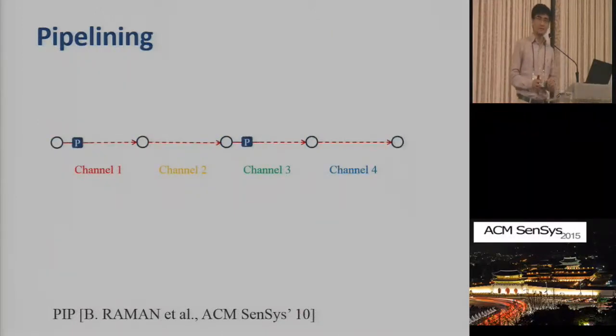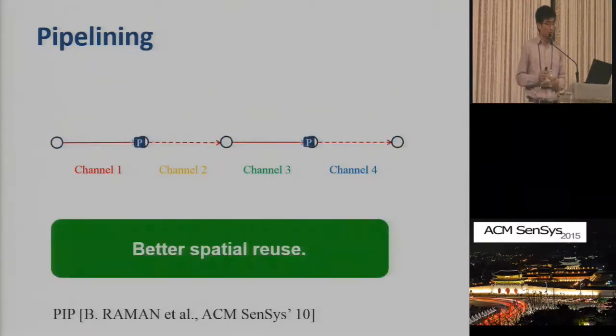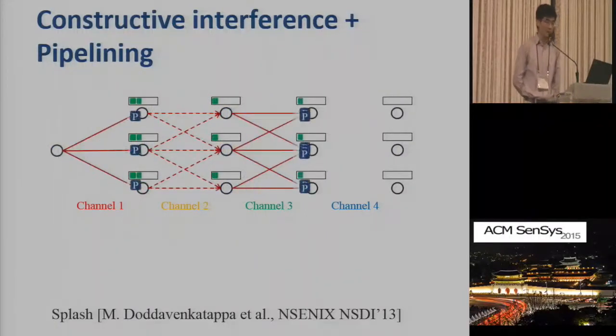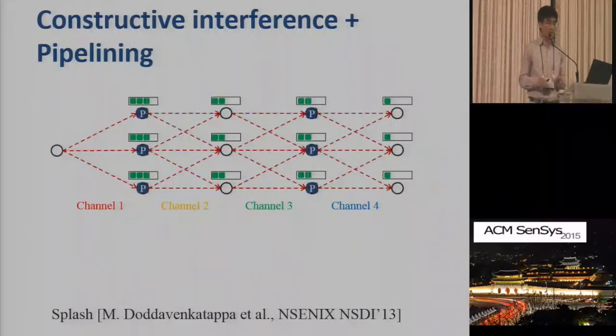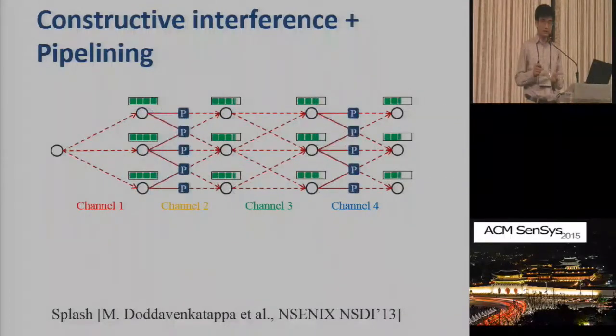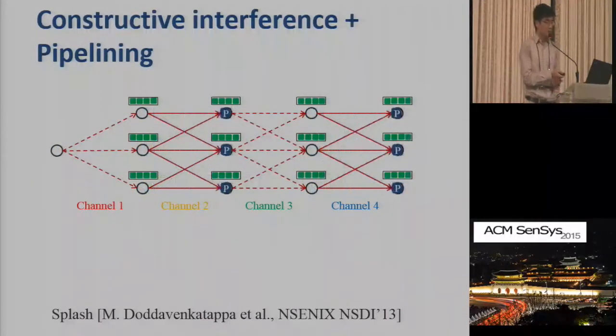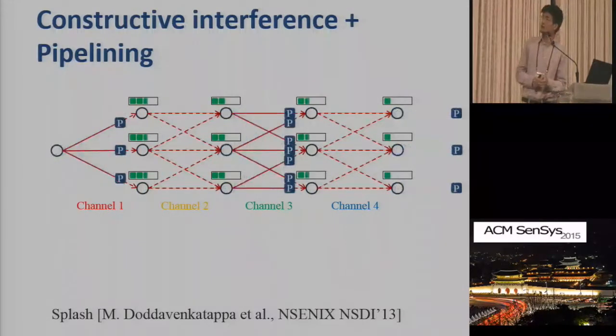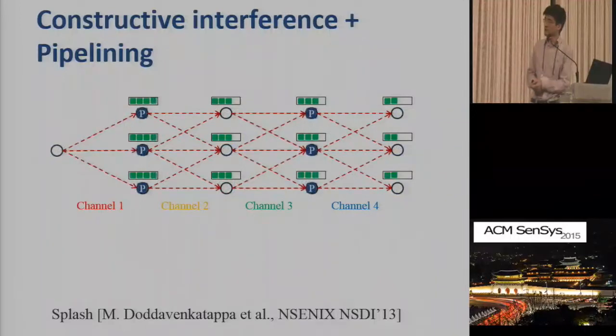Another technique is pipelining with proper channel allocations. Now we can enable two links to work at the same time with different channels. By doing so, we can improve the spatial reuse of the network. By combining constructive interference and pipelining, Splash builds a fast pipeline for data dissemination. As we see, multiple nodes at the same layer can transmit at the same time, and different layers can operate at the same time too.